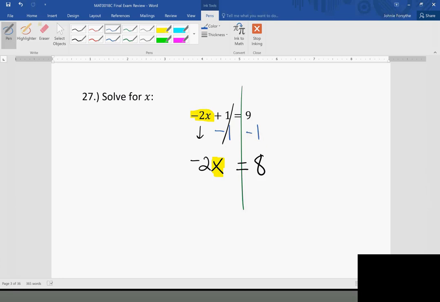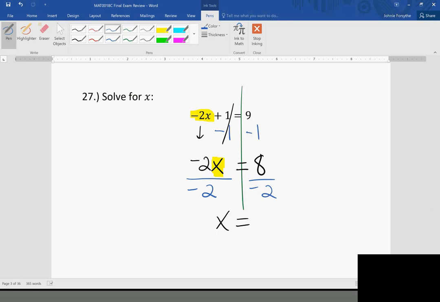So I want to undo or do the opposite of this multiplication that's happening here at negative 2x, because negative 2x is the same thing as negative 2 times x. So if I divide by negative 2, that will leave me with just x. That's what I want. But I can't divide by negative 2 on the left and not divide by negative 2 on the right, because remember, that equal sign is like a balance. That equation has to be balanced.